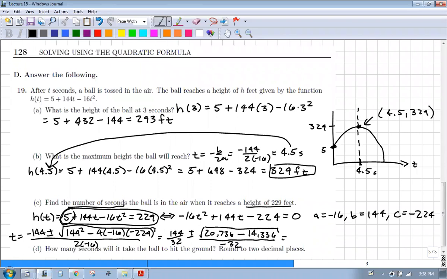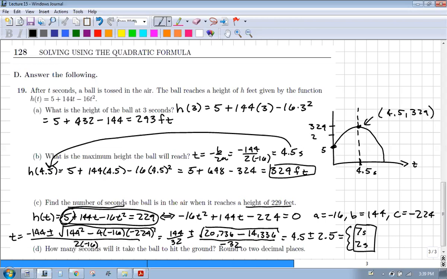So 144 divided by 32 is 4.5. And now this big beast here, 20,736 minus 14,336 is 6,400. Square rooted is 80. Now divide that by 32. We get 2.5. I'm not concerned with this minus, again, because plus minus is negative and minus minus is positive. So I could have written this minus plus instead of plus or minus, but it's the same thing either way. So if we add them, we get 7 seconds. If we subtract them, we get 2 seconds. Which makes sense. They're asking, when is the height 229 feet?